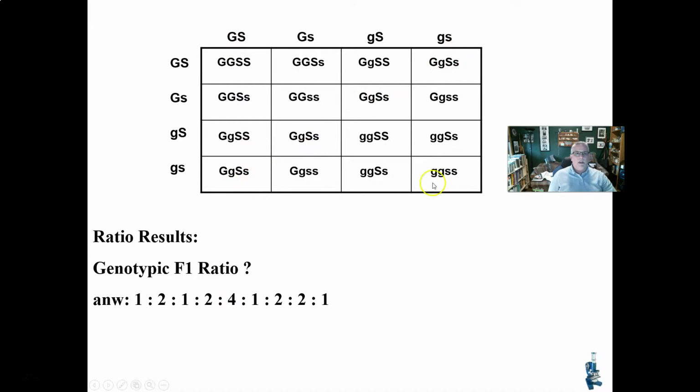So when you go from upper left to bottom right, you go from outside in. Here's our 1. Here's our 2. Here's our 1. Here's our 2. Here and here. Here's our 4. When you get past the middle, then you go from inside out. Here's our 1. Here's our 2. Here's our 2. Here's our 1.